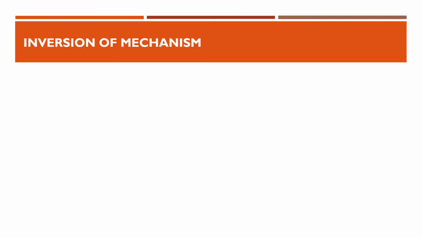Okay. So first you need to know what is an inversion of a mechanism. From the academic point of view, this is one of the most important things. What is an inversion of a mechanism, or how can we define the inversion of a mechanism? So first I will come back to the definition of the mechanism again. In a kinematic chain, if one of the links is fixed, then it is called a mechanism.